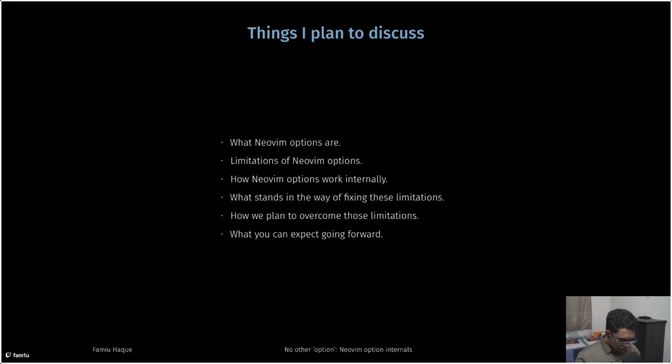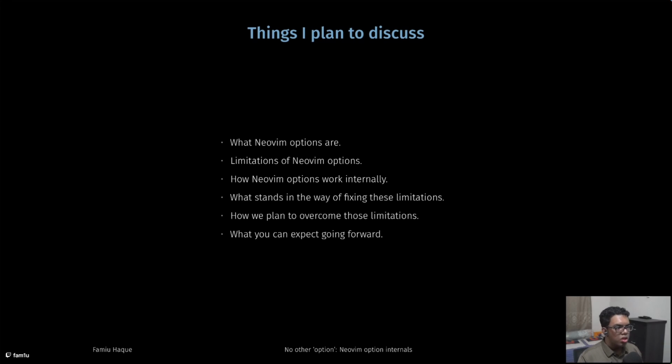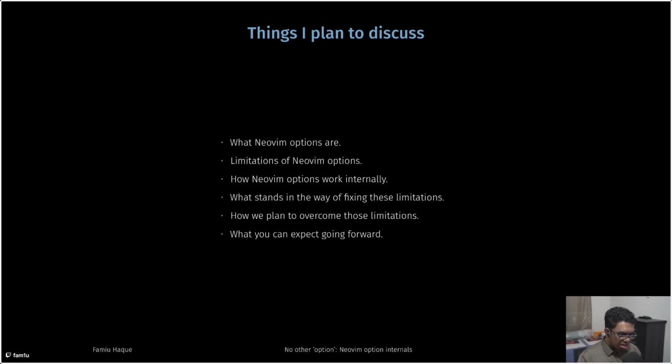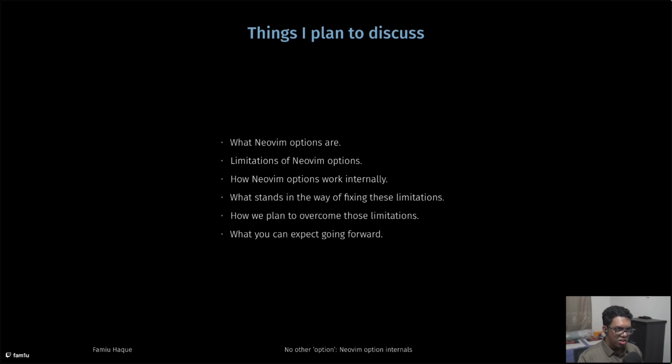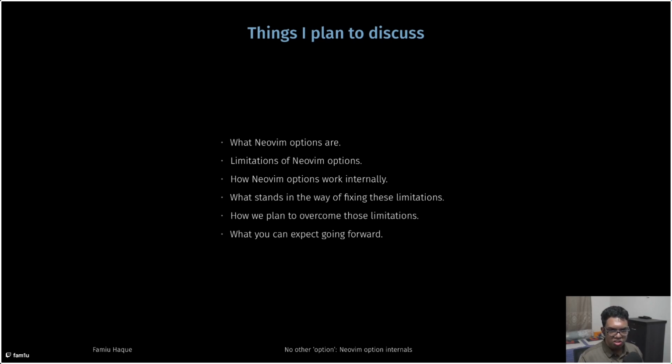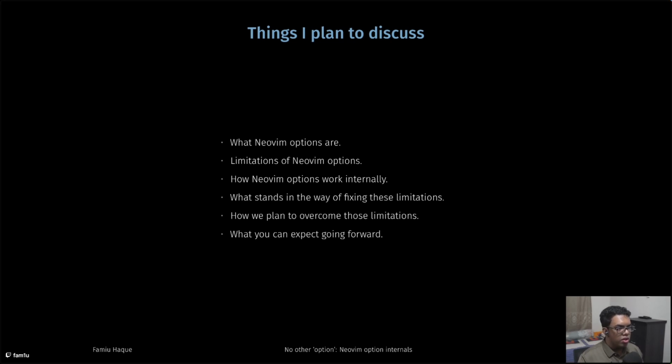I'll explain a bit of the internal details. I won't go too in depth because that will be really hard for some of you guys to understand. But I'll give a high level overview of how options work, and hopefully that can help you understand why exactly it's so hard to work on Neovim options and why I'm working on this for so long.